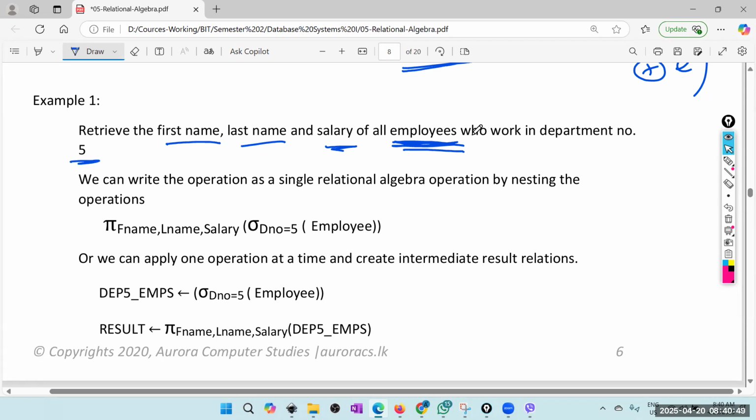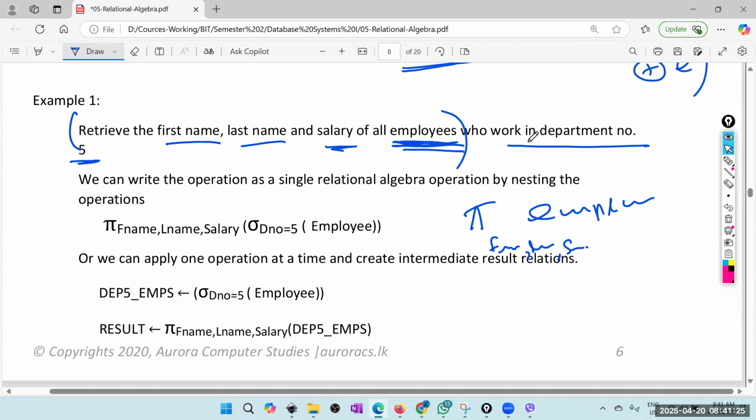If you forget about the who work in department number 5, what is your relational algebraic expression? Projection on employees, I need the first name, last name, salary. But now we have who work in department number 5. Now I got all the employees, but only these fields. But that is only part of the solution.